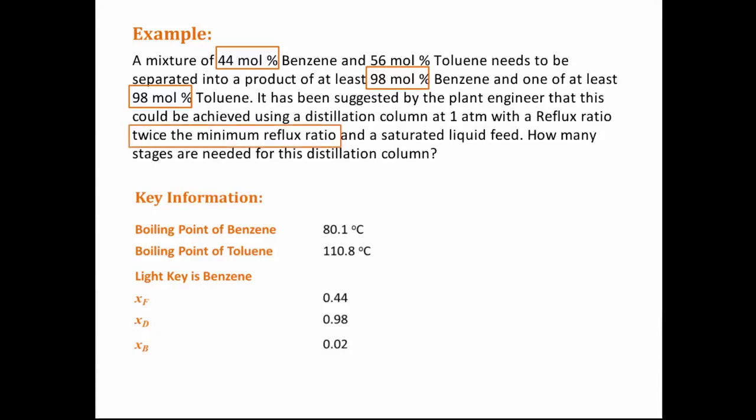We're told that the actual reflux ratio is double the minimum reflux ratio, therefore R equals 2 R min. The feed is a saturated liquid, therefore q equals 1. The process occurs at 1 atmosphere pressure, so VLE data at 1 atm should be used. This is shown in the table.